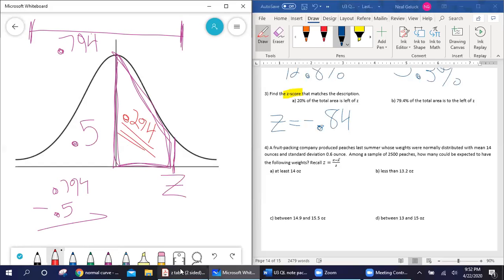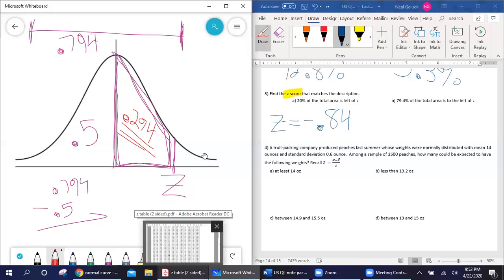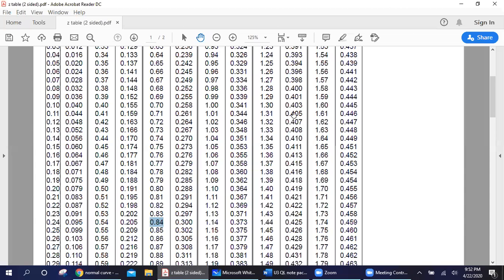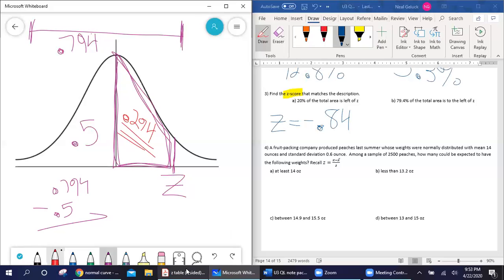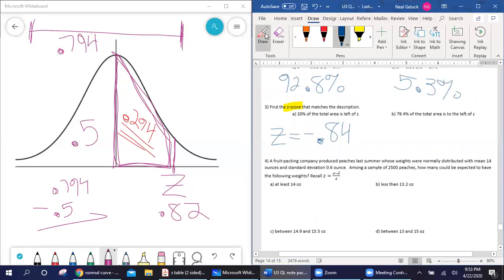So I go back to my table and I look for 0.294 in the areas. And fortunately, that was very close to the previous one. Here's 0.294 for an area. That goes with a z-score of 0.82. So the z-score is 0.82. And this time, I'm not going to change it to negative because it is on the right side. So the z-score is positive 0.82. All right, that's where we'll stop this first video, and we'll get into word problems on the next one.